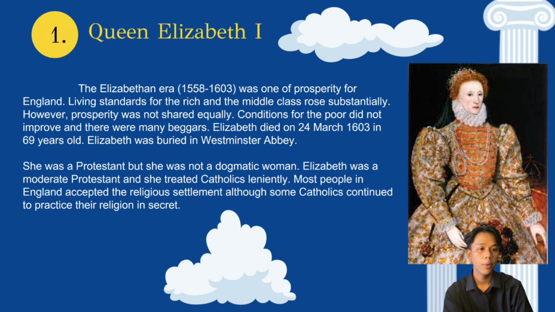For the people who are curious about her religion, she was a Protestant, but she was not a dogmatic woman. Elizabeth was a moderate Protestant and she treated Catholics leniently. Most people in England accepted the religious settlement, although some Catholics continued to practice their religion in secret.